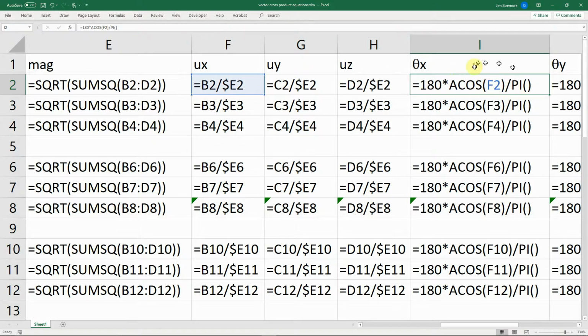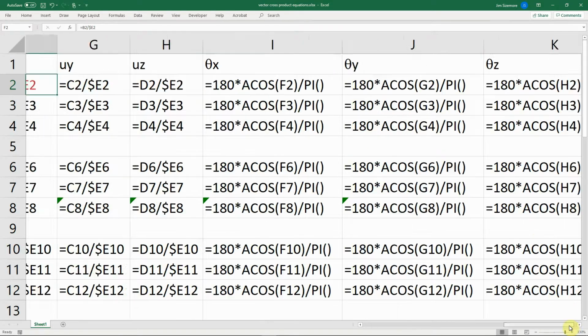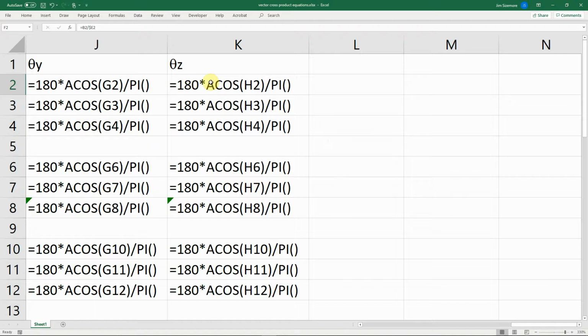And everything in Excel is in radians. So you get a number in radians here, you've got to convert it to degrees. 180 divided by pi will give you degrees. So it gives you the angle cosines. Or excuse me, the angles. The unit vector is the angle cosine. Okay. The components of the unit vector. And of course, y and z are very similar.